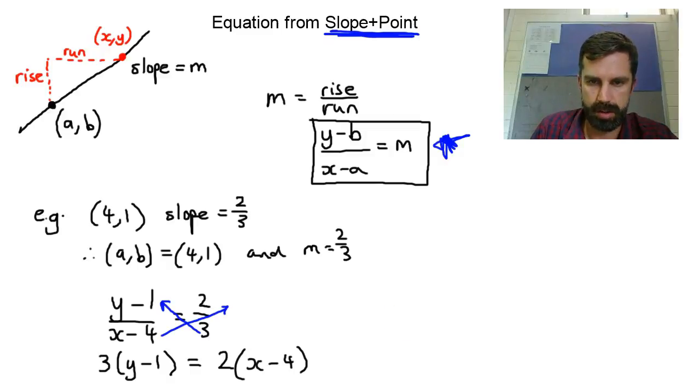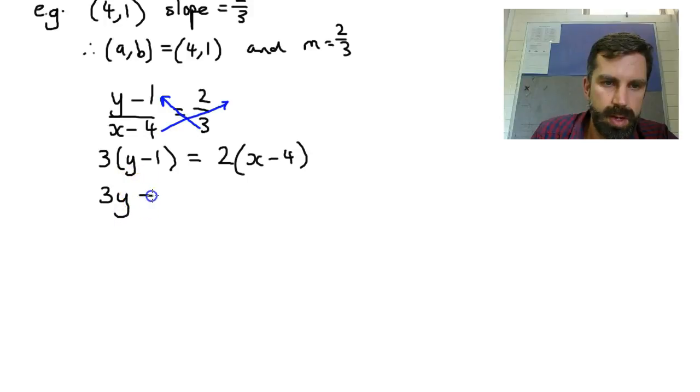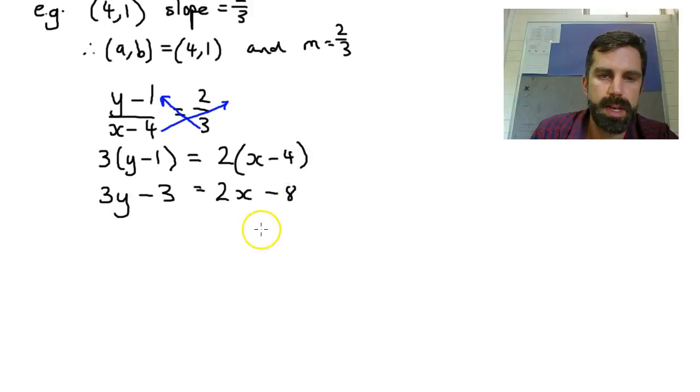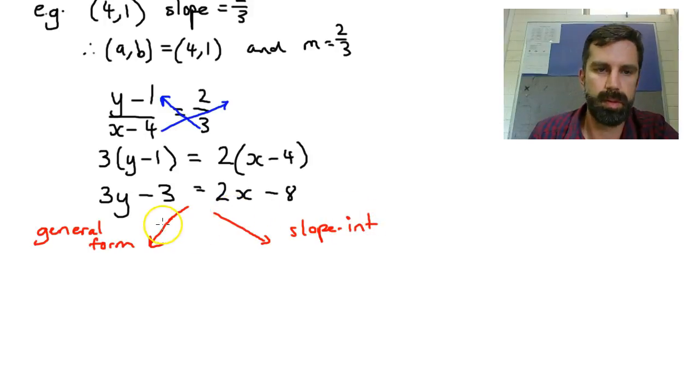Okay. Now if we move down and give us some room, what I'm going to do now is expand out the bracket. So 3y minus 3 equals 2x minus 8. Now I could go in two different ways here, and I'll show you both actually. One way that I could go is to get general form. The other way that I could go is for slope-intercept. Let's do general form first.